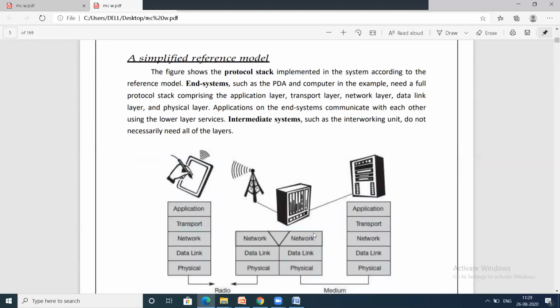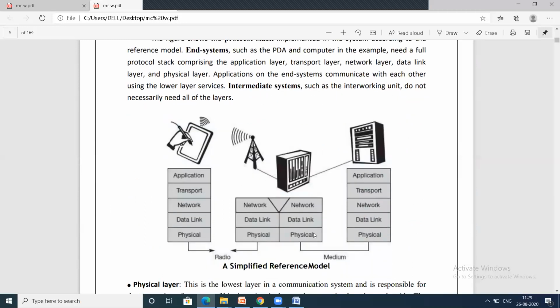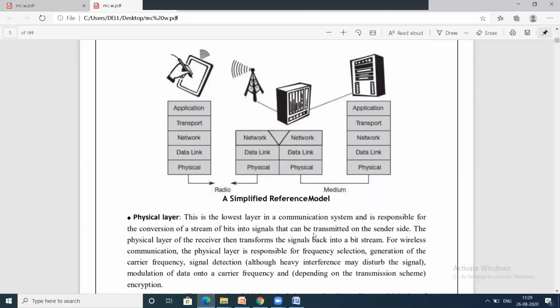Next topic we discussed in this unit is a simplified reference model. This is very simple, as its name is. The simplified reference model shows here how the communication happens between the wireless device, this intermediate system, and this fixed system. And these are the several layers here in that wireless system.